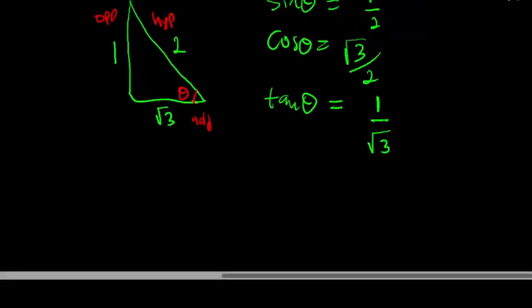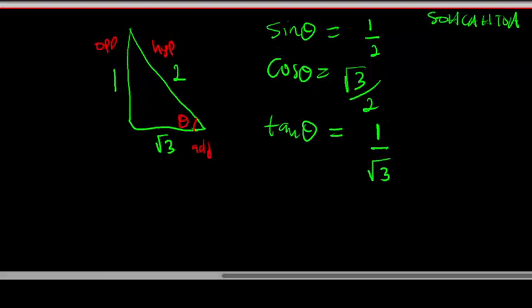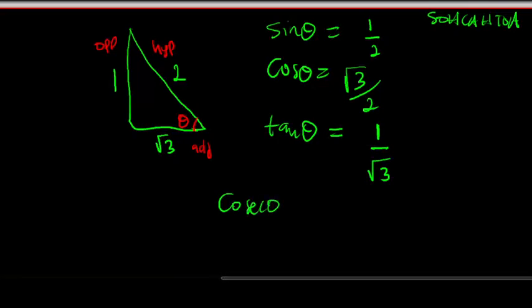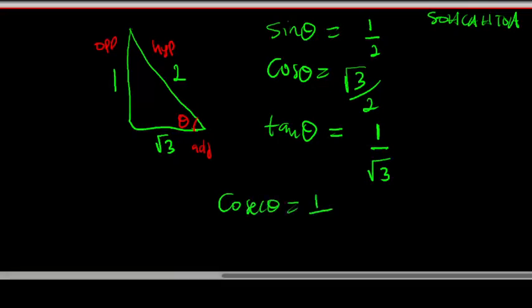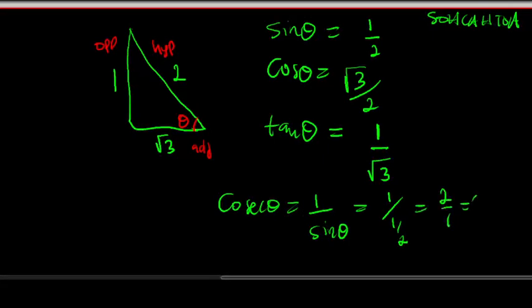You can see that. Now, from sin theta, we can get cosec theta, because cosec theta is 1 over sin theta. And what is that? 1 over 1 over 2, and that's what? 2 over 1, which is 2.